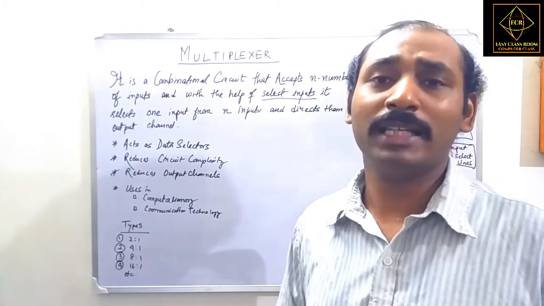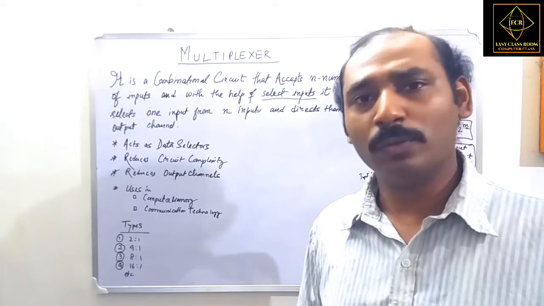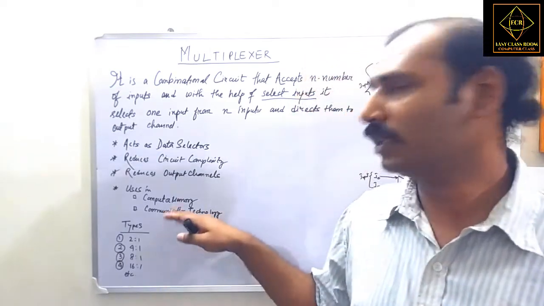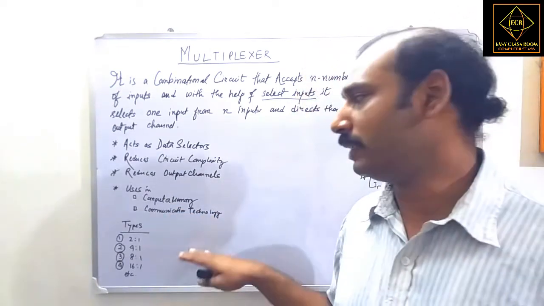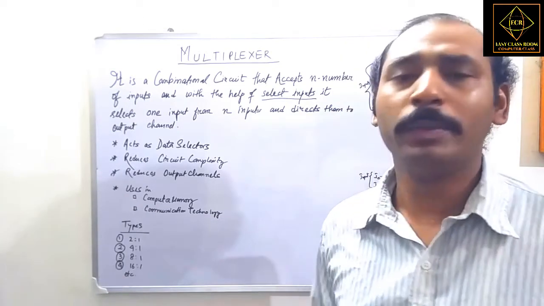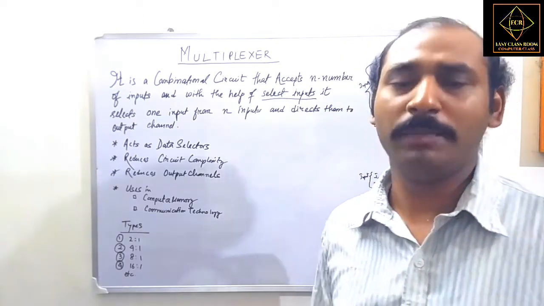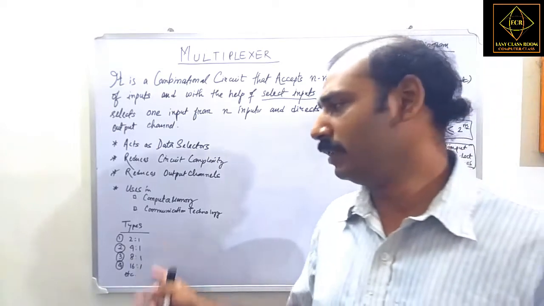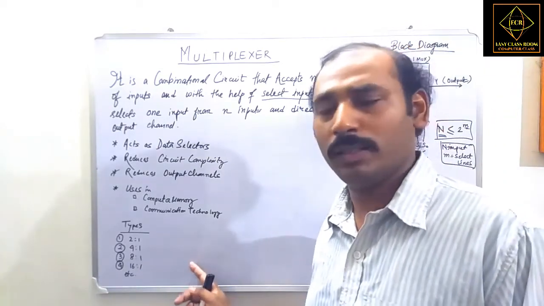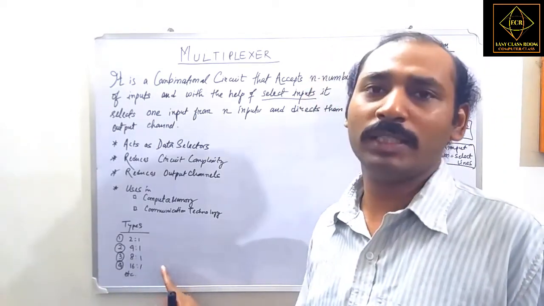So what are the areas where a multiplexer can be used? These are mainly used in computer memory and communication technology. So how many types are there? There are many types, but we will be considering these four: 2:1, 4:1, 8:1, and 16:1.